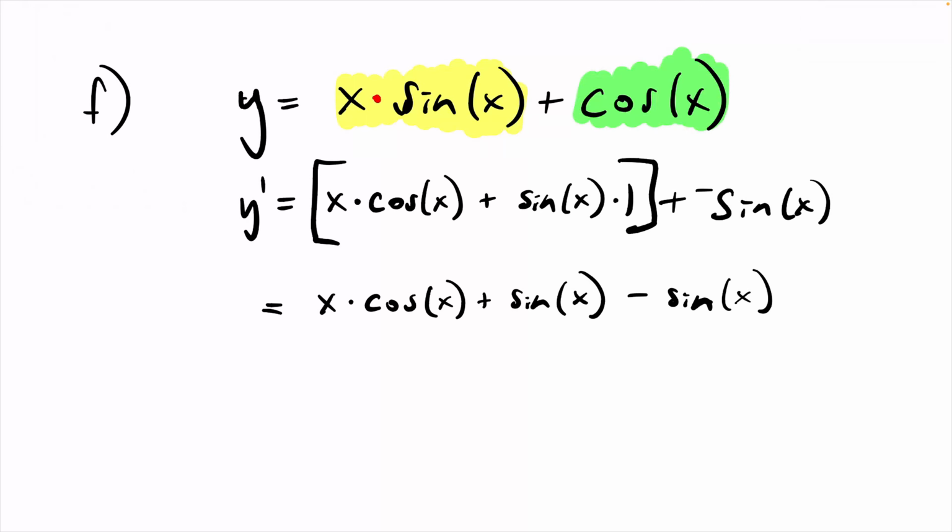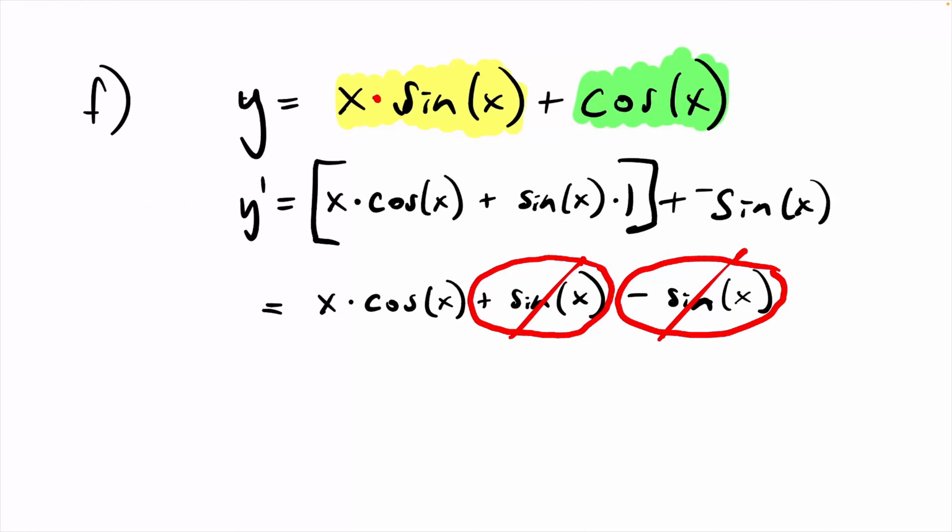So I'm not telling you yes or no. I'm just saying, can I say, hey, this is sine, this is negative sine. Boom, boom. Get rid of them. Yes, I can. Absolutely. So you're just left with x times cosine of x.